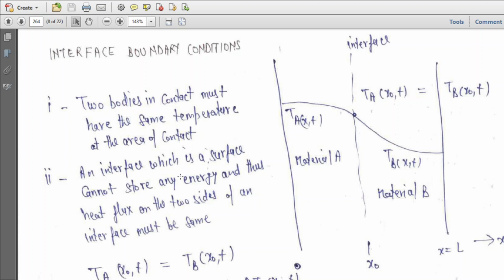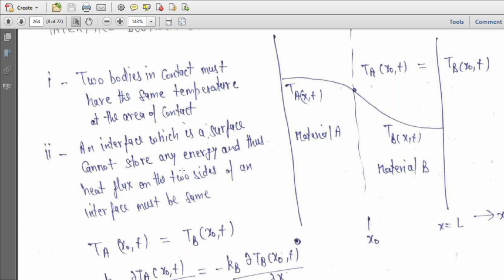The interface, which is a surface, cannot store any energy, and thus the heat flux at the two sides of the interface must be the same. It means whatever heat flux is coming from A to the interface is the same as what is being transferred to B, because the interface cannot store any amount of energy within it.